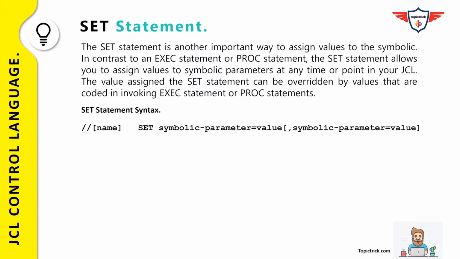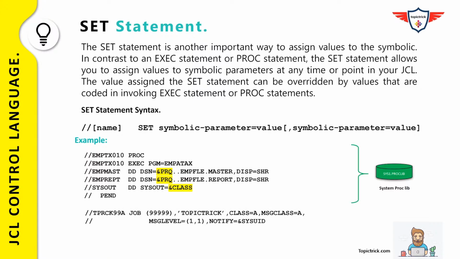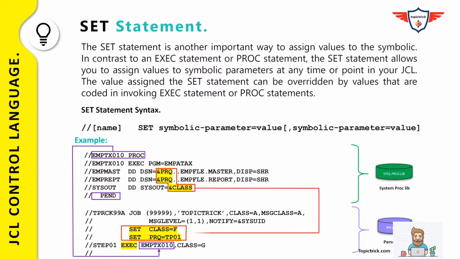So again, we are using the same example. So we have a catalog proc which is stored in a system library that is sys1.proclib, and we are using a symbolic parameter that is %prq and %class. And if you look at the JCL, this time I've used the set statement to assign class value as f and prq equals to tp01. And if you notice the step 01, which is actually an execute statement to invoke the catalog procedure, that is emptx010, on this step also I've specified the symbolic parameter class equals to g. Now in this situation, the value of class parameter which was specified on execute statement is going to override the value which was specified with the help of set statement. So this is an important point and you should always remember that.